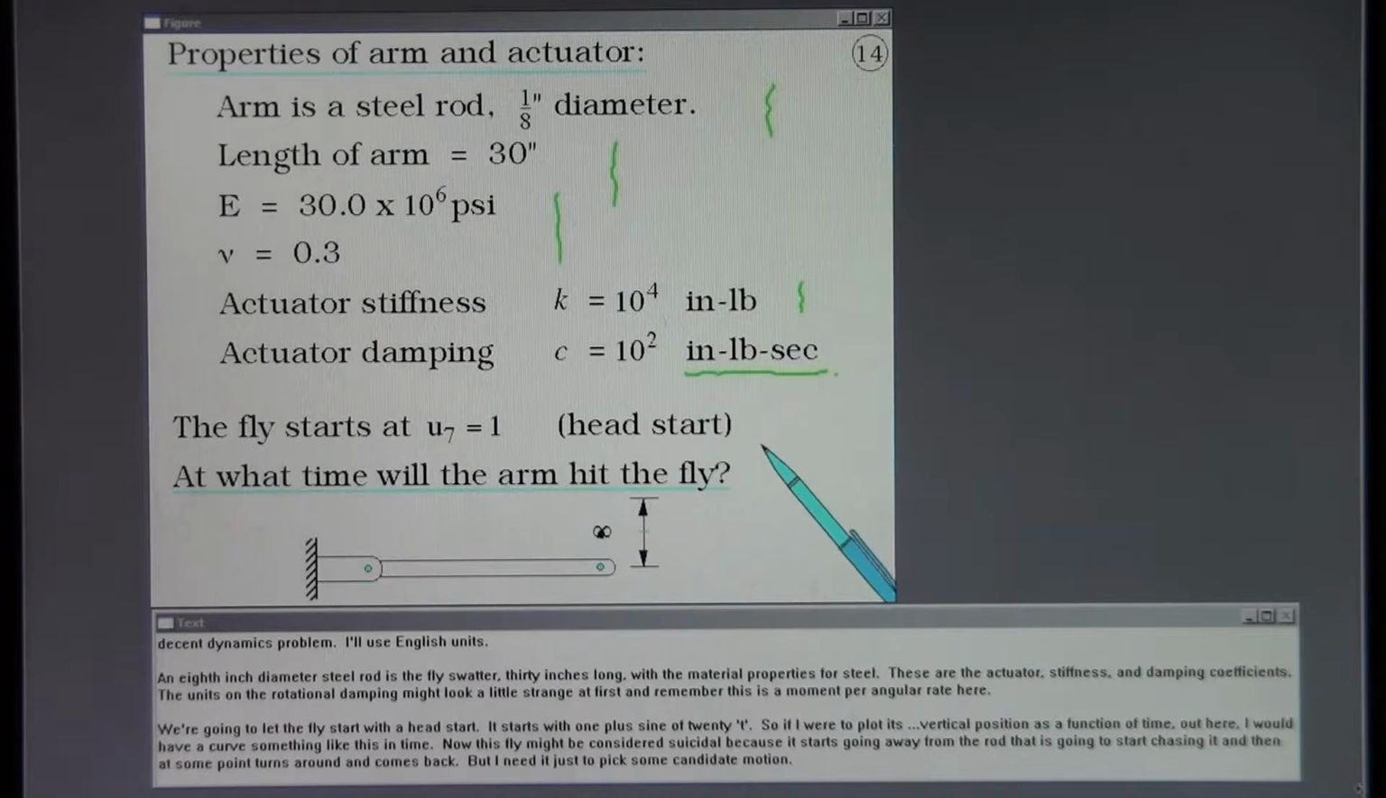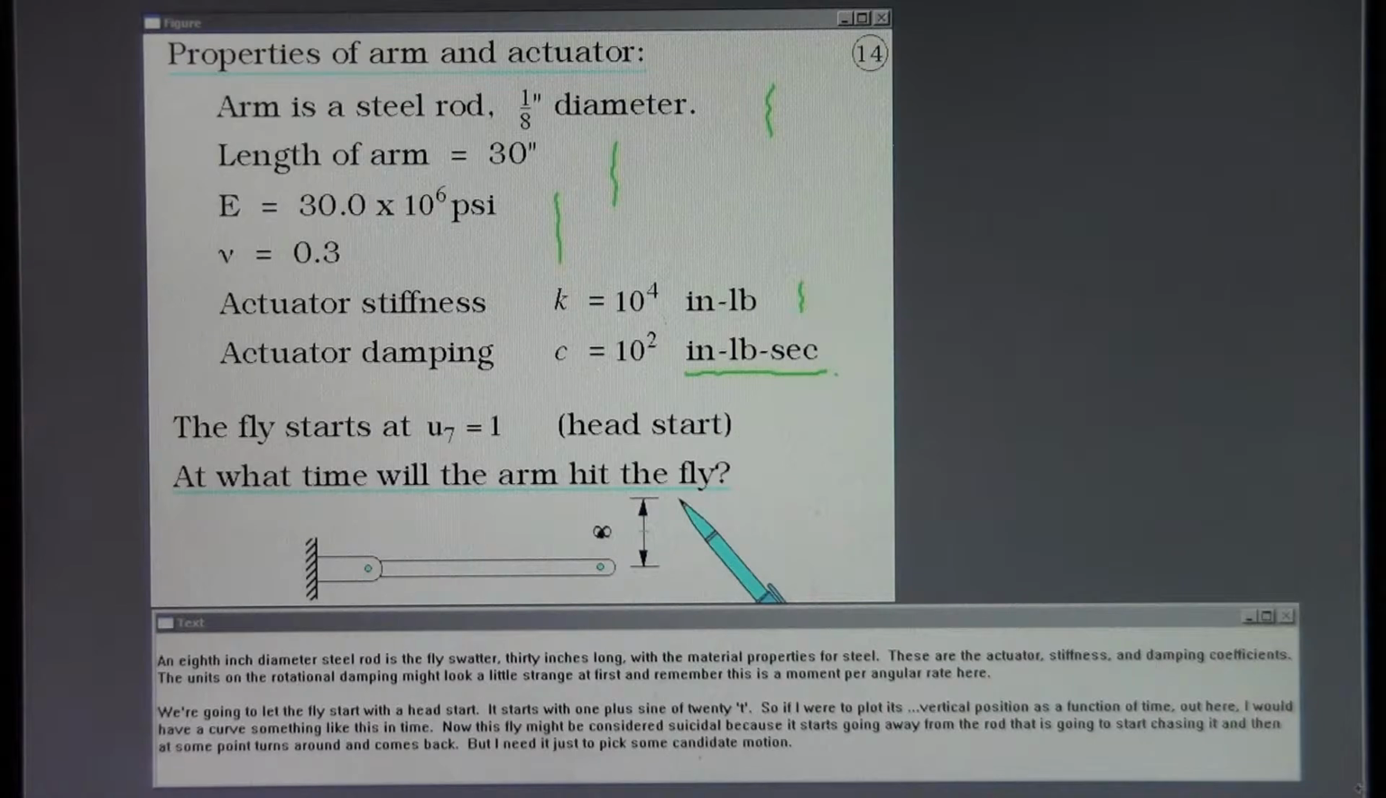We're going to let the fly start with a head start. It starts with 1 plus sine of 20t. So if I were to plot its position, vertical position, as a function of time out here, I would have a curve something like this in time. Now this fly might be considered suicidal because it starts going away from the rod that is going to start chasing it, and then at some point turns around and comes back. But I needed just to pick some candidate motion.